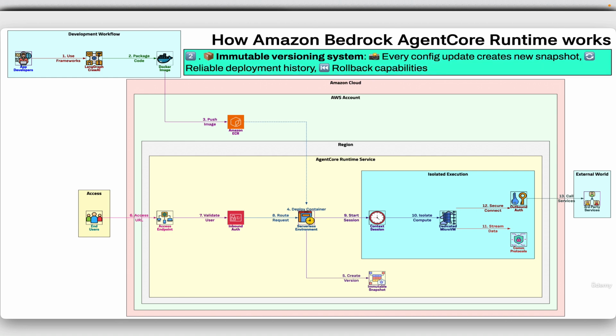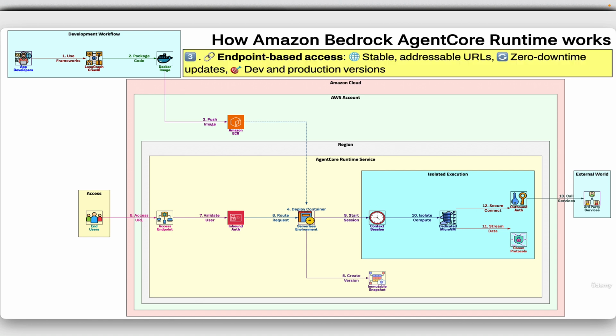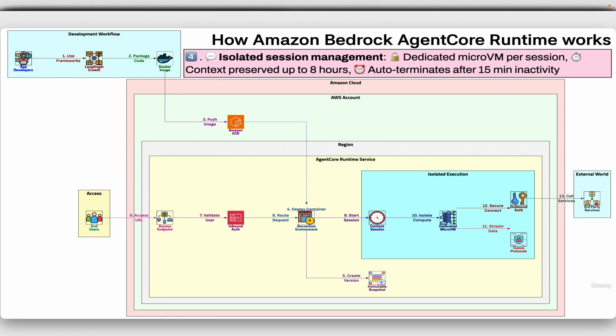The service utilizes an immutable versioning system where every configuration update creates a new snapshot, ensuring reliable deployment history and rollback capabilities. Agents are accessed via endpoints, which provide stable, addressable URLs that can be updated without downtime to reference different runtime versions for development or production. User interactions occur within isolated sessions that run in dedicated micro VMs, preserving context for up to 8 hours while terminating automatically after 15 minutes of inactivity.